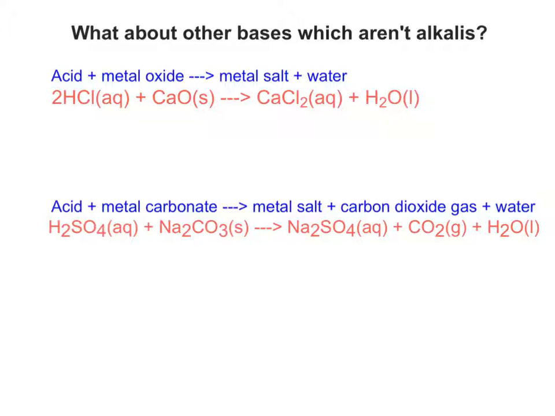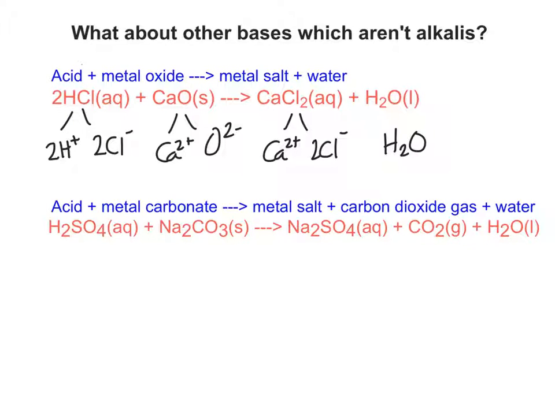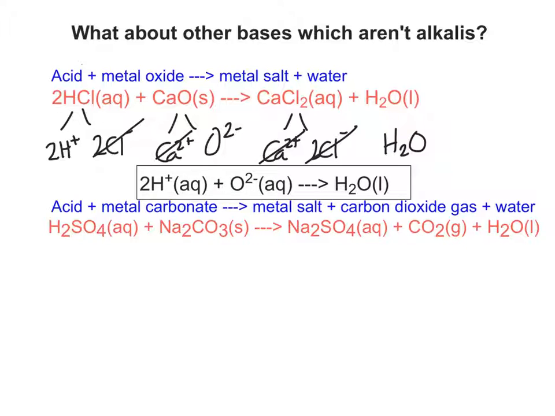So let's look at a couple of examples that include other bases which aren't actually alkalis. We looked at acids and metal oxides. We looked at acids and metal carbonates and gave their standard reactions. I've given a couple of examples, one of each. So just like I did before, I've split all of the aqueous compounds into their ions. And I cancel what appears on both sides, and I get the standard ionic equation for when an acid and a metal oxide react with each other. Why not pause the video and see if you can work out the equivalent one for an acid and a metal carbonate.